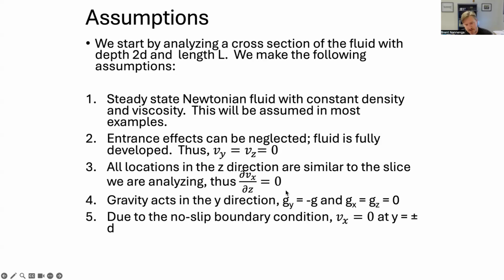Assumption 4: gravity acts only in the y direction. That means the y component of gravity is equal to negative g, and the x and z components of gravity are both equal to 0. And assumption 5, due to the no-slip boundary condition, Vx equals 0 at y equals plus or minus D. So y equals plus D at the top, y equals minus D at the bottom. The velocity is going to be equal to 0 at both of those points.